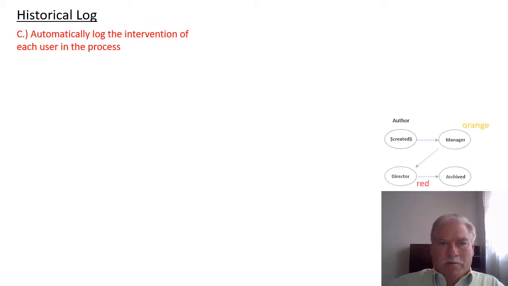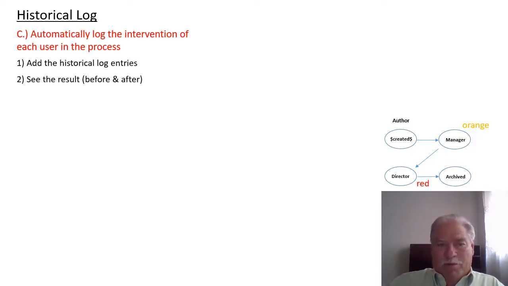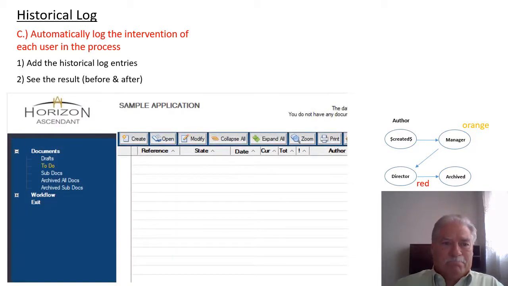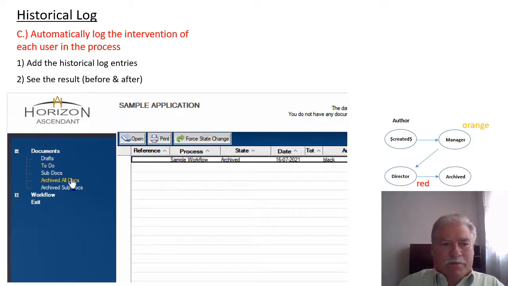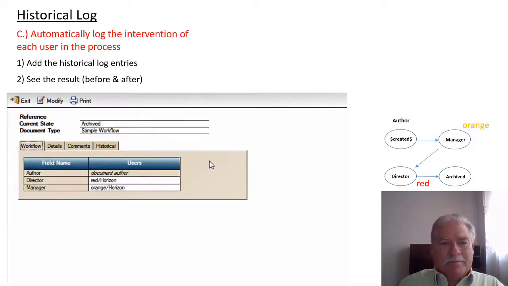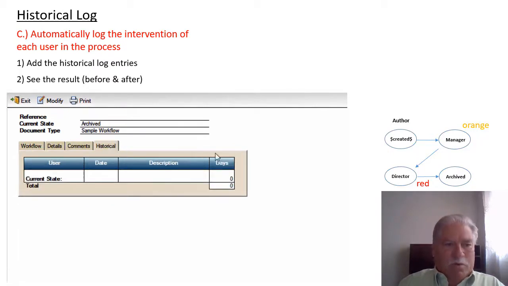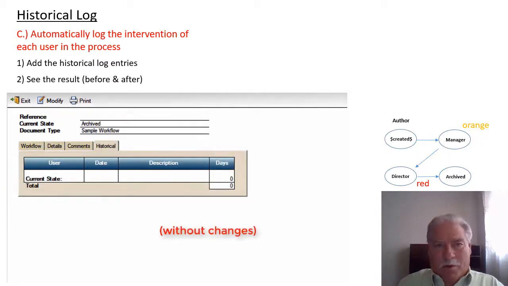We do want to automatically log all user interventions in the process, and that for audit purposes. So we'll be looking at both before and after. So we'll go in and take a look at one of the documents that we've already created. And when we go over to the historical tab, we'll see that there are no entries listed. So that's without changes.